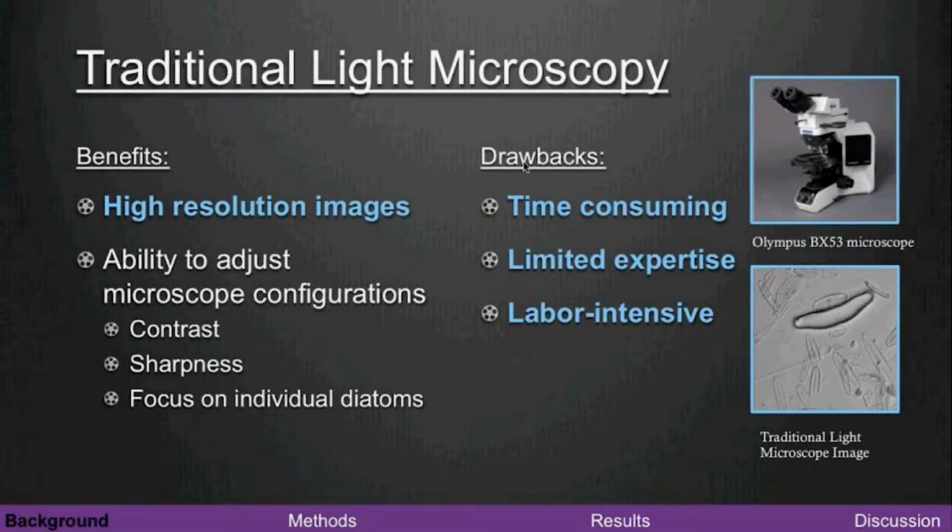The main technique that scientists use to analyze diatom samples is traditional light microscopy. Through this process, scientists are able to obtain high-resolution images by adjusting settings in the microscope, such as contrast and sharpness. So they're able to get very in-depth, close views of the cell structures and analyze them more closely. However, this technique is very time-consuming and requires a lot of expertise from a limited number of scientists. So this also motivates the need for an automated process.